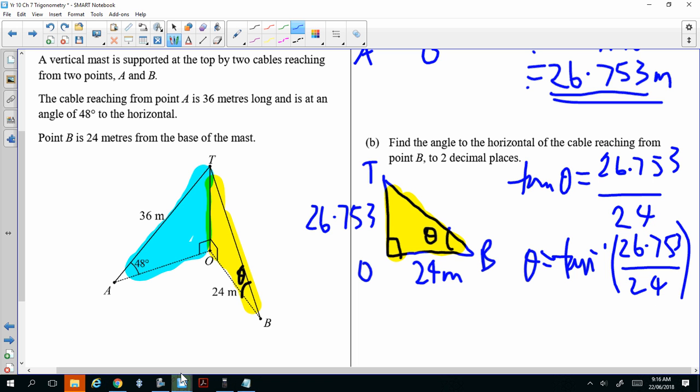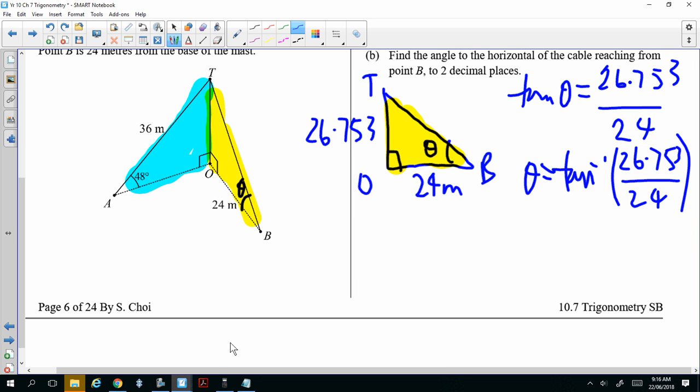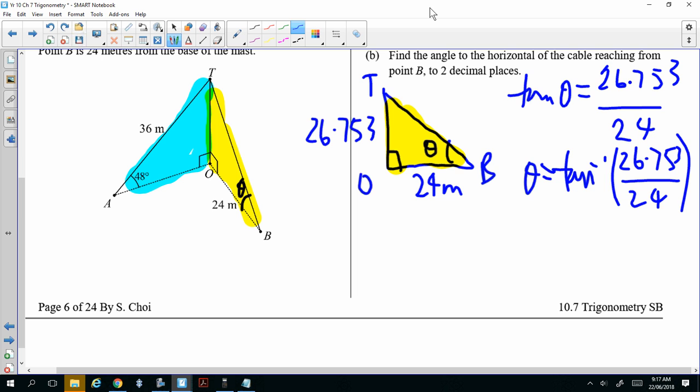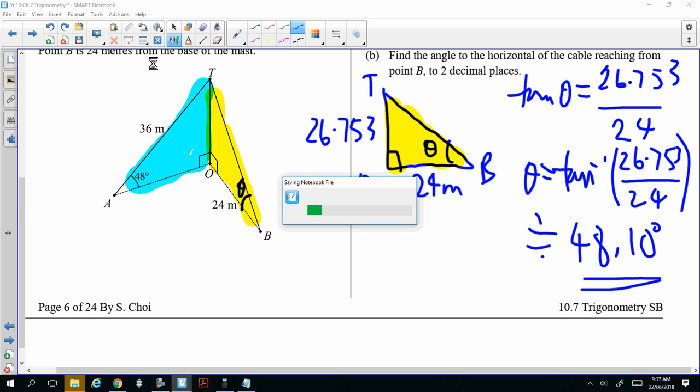Okay, let me see. Continue. All right, so what do we have? We have a calculator which you could use. So we do shift tan of 26.753 divided by 24, equal to 48.10. Correct to 2 decimal places, 48.10 degrees. Okay, all done. Any questions? We've still got one exercise to go through.